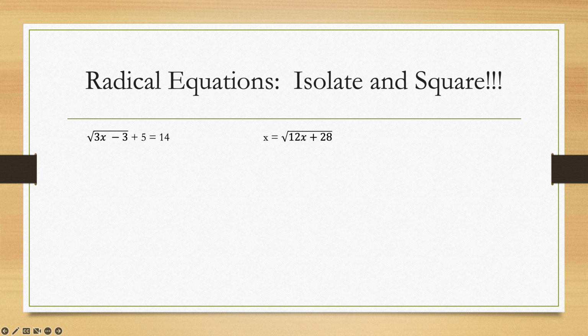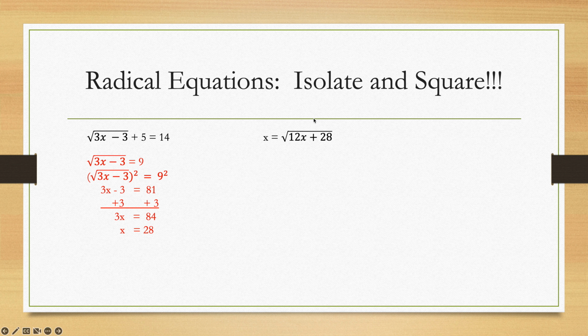Okay, so in the first problem, I'm going to subtract 5 from both sides. Then I'm going to square both sides. 3x minus 3 is 81. Adding 3, 3x is 84. Dividing by 3, x is 28. And if you check it, 3 times 28 is 84, minus 3 is 81. Square root of 81 is 9. And 9 plus 5 does indeed equal 14.